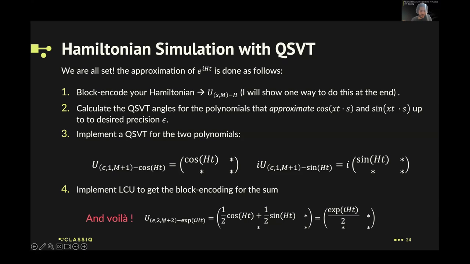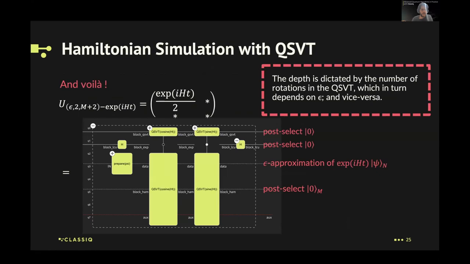It has a prefactor of 2, this is this f, and m plus 2 is the dimension of my block. This is how it looks. I have a QSVT for the cosine, I have QSVT for i times sine, and then I'm doing exactly what I showed you before. I'm doing LCU, I'm doing a block encoding of the sum of these.